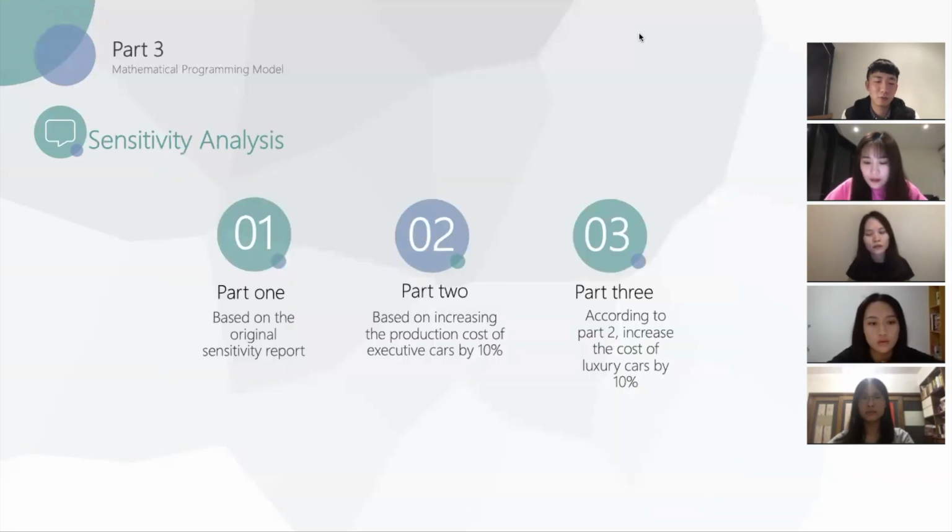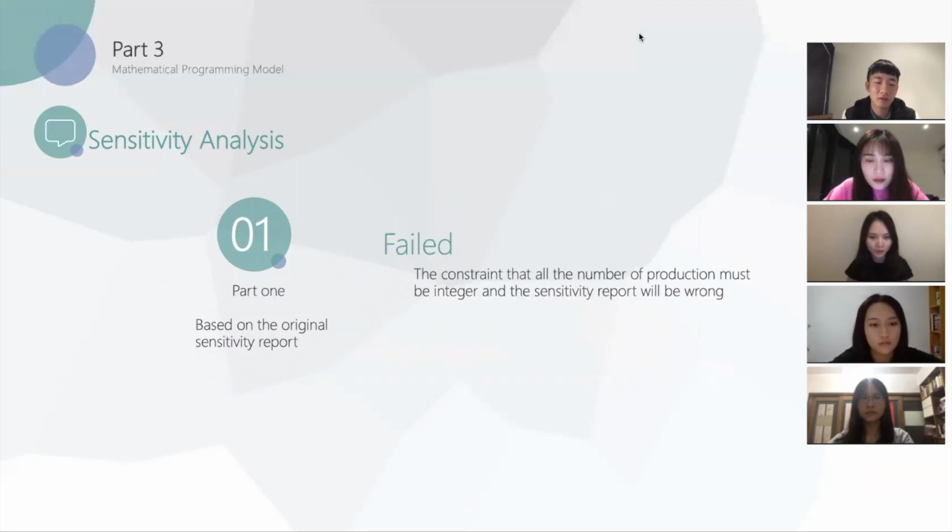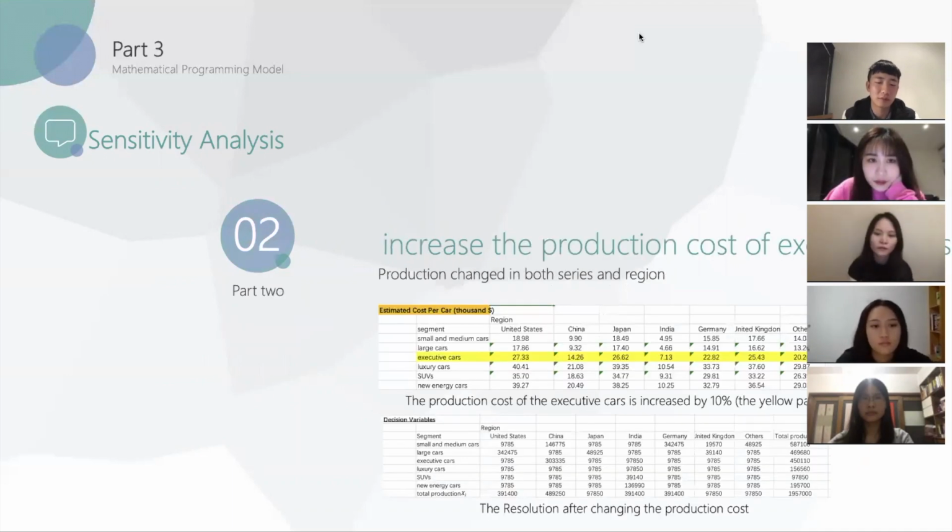Okay, let's move on to the sensitivity analysis part. In this part, there are 3 ways to analyze the sensitivity. The first is to analyze the sensitivity report. We get the sensitivity report from the Excel solver, but we found that due to the integer constraint, the sensitivity report cannot be used in our analysis. So we move on to the second attempt, which increases the production cost of the exclusive car by 10%.